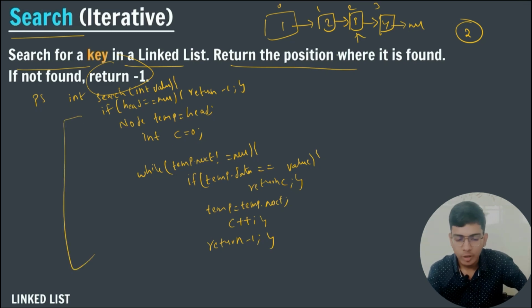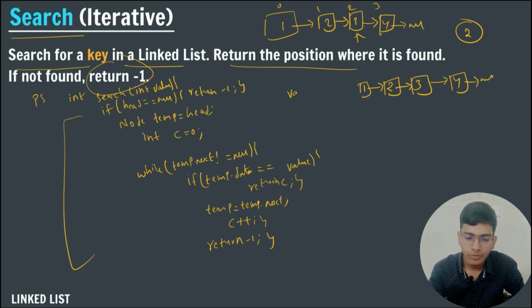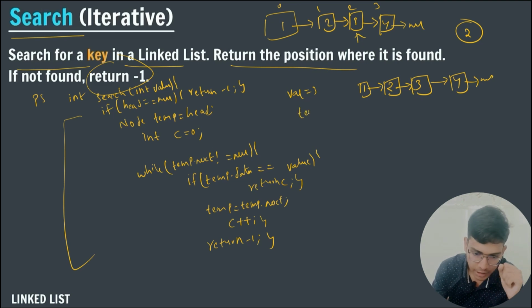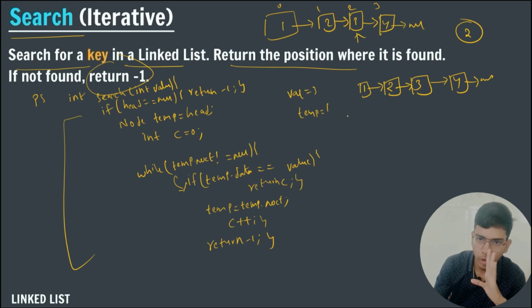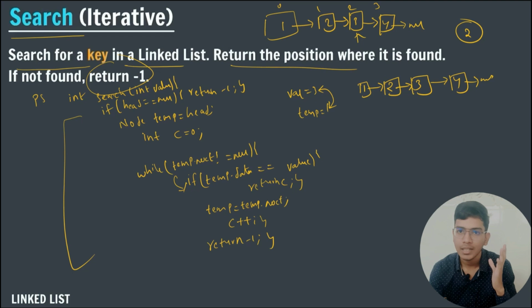So initially here you can see that this is my linked list: 1, 2, 3, 4. And the given value, val, is equal to 3 here. So temp is equal to 1. I will come inside the loop, since the condition temp.next is not equal to null is true. I am going to check whether the temporary value and the value given by the user are same. If both are same, then I am going to return the c value.